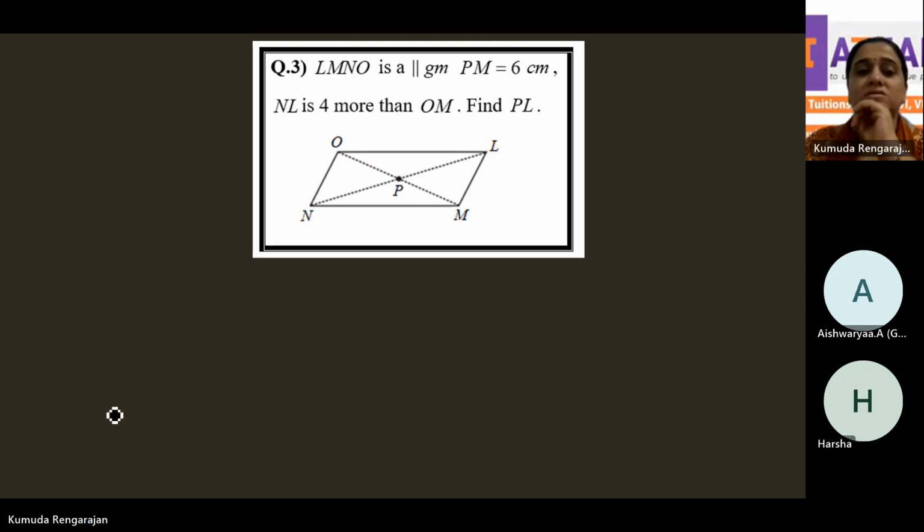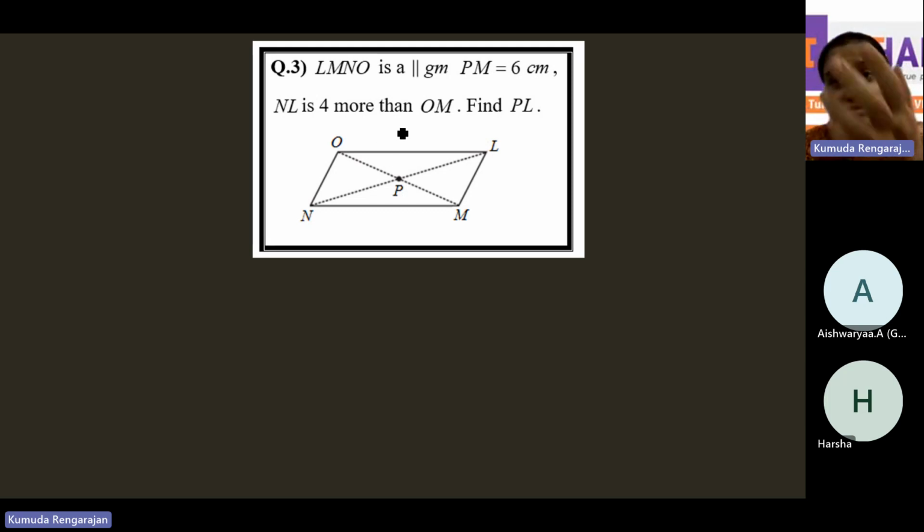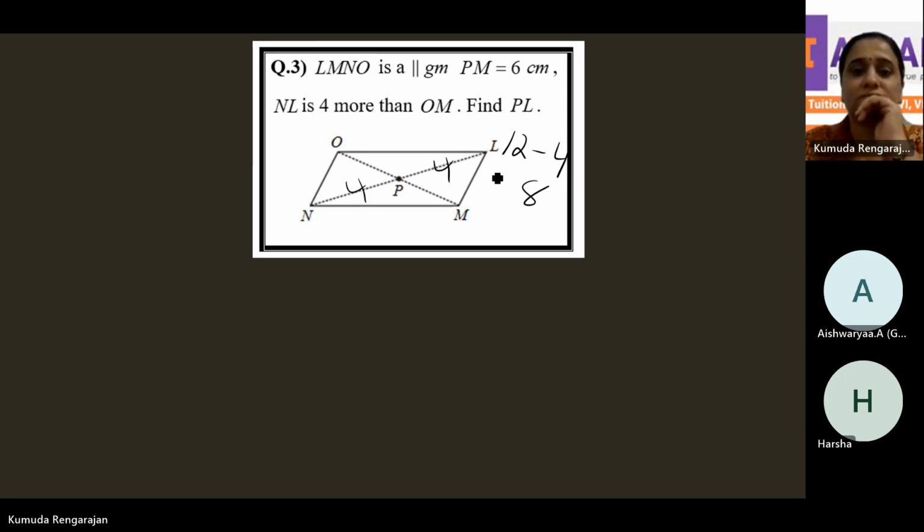See, if it's given that NL is 4 less than OM, then OM is 12, 4 less, so minus 4, 8. So then it will be 4 here and 4 here. PL will be 4.